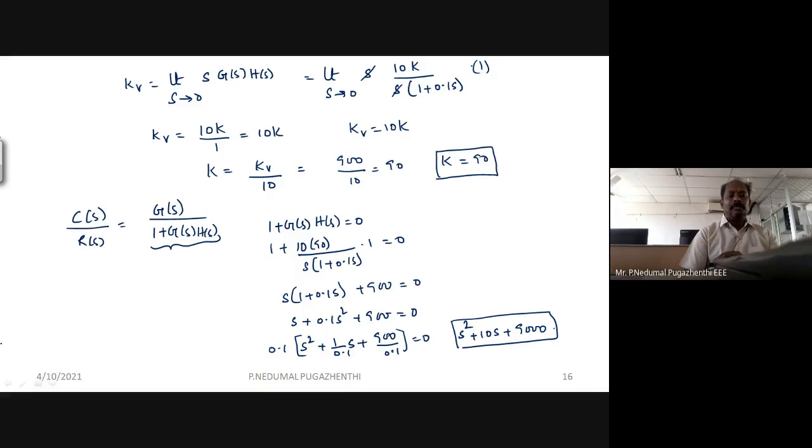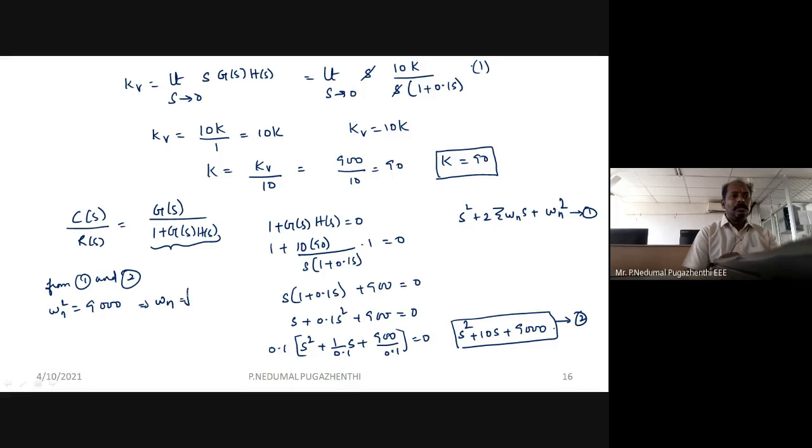So this is my characteristic equation. But what is the general form of the characteristic equation? The general form is s squared plus 2 zeta omega n s plus omega n squared. Let us say this is equation number 2 and this is equation number 1. If you compare these two equations, from 1 and 2, omega n squared is equal to 9000. So kindly tell me what is omega n, square root of 9000.